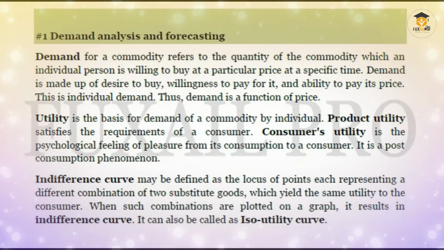Number 1. Demand analysis and forecasting. Demand for a commodity refers to the quantity of the commodity which an individual person is willing to buy at a particular price at a specific time. Demand is made up of desire to buy and willingness to pay for it. This is individual demand. Thus, demand is a function of price.